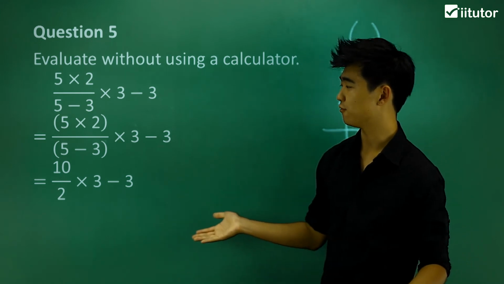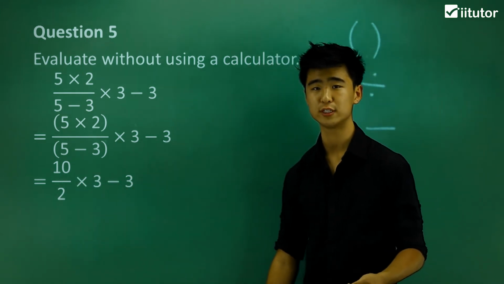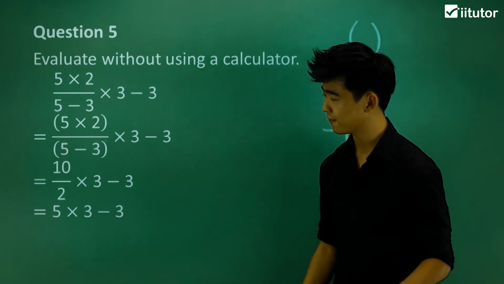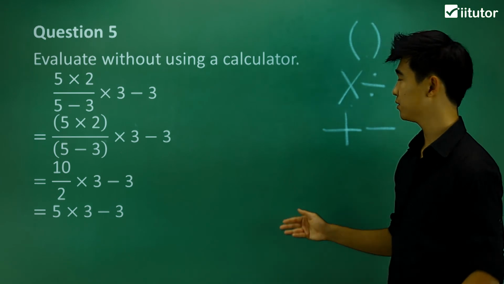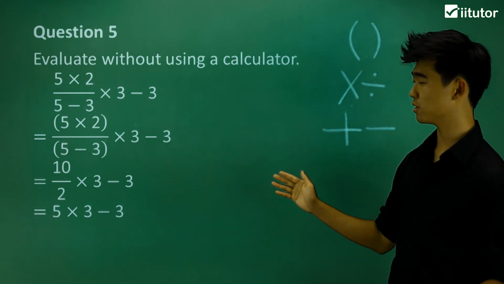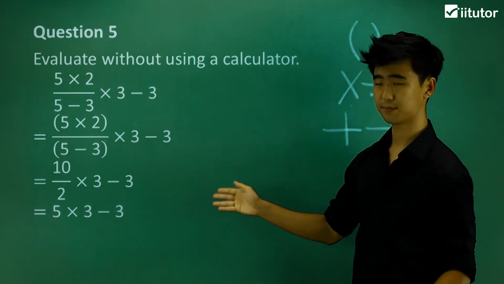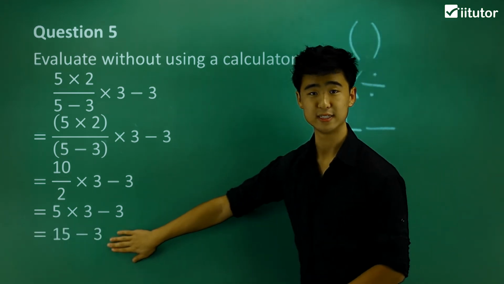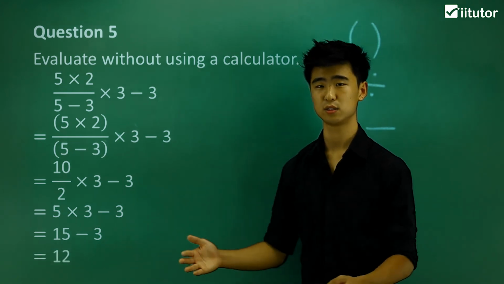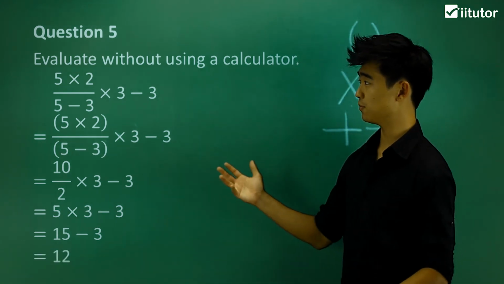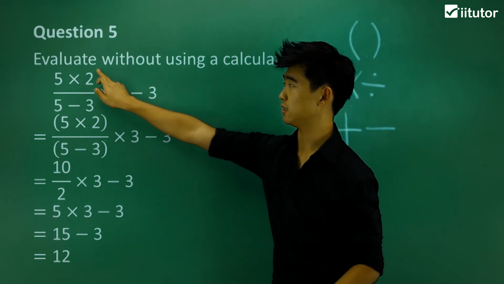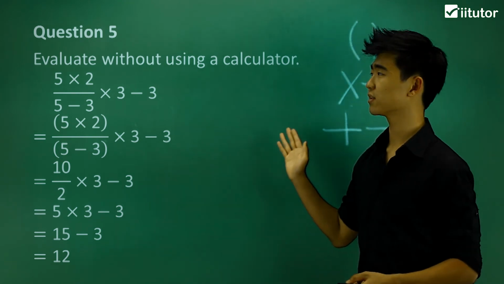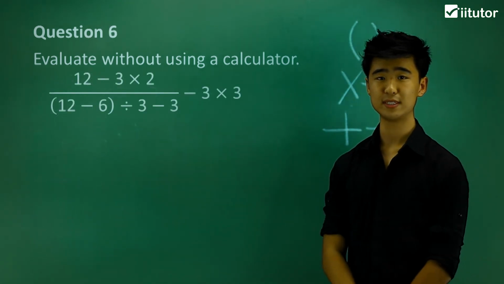Okay, let's try and simplify. We have a fraction of 10 over 2, which can just give me 5. So now we have 5 times 3 minus 3. Well, which one should we do first? We have a times and we have a minus. Let's do times first. Okay, 5 times 3 is 15. Let's take away 3, and we should just get 12. Understand? So keep in mind, when we're dealing with fractions, we should note that there are always brackets around them.